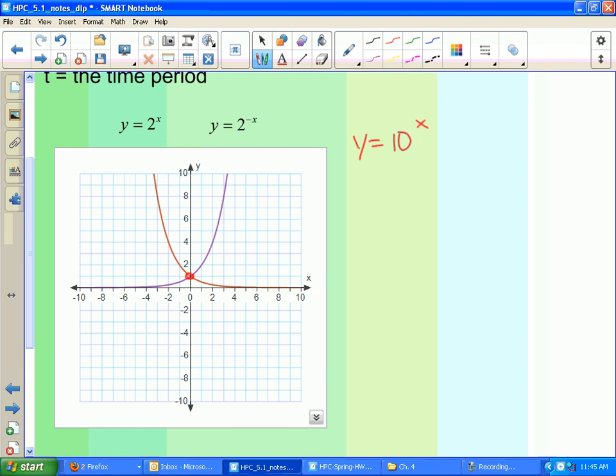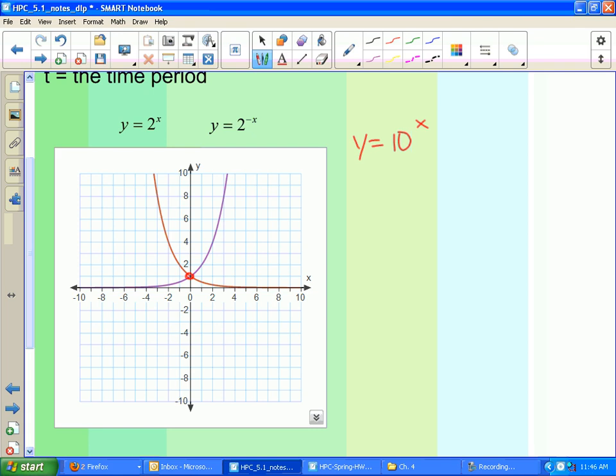And how do we know it goes through that point? Well, put a 0 in here for x. And do we remember that a 0 power means 1? Okay, so 10 to the 0 is 1. If I put a 0 for x, I get a value of y equals 1. And then if I went right 1, or plugged in an x equal 1 into that equation, 10 to the first power is 10.